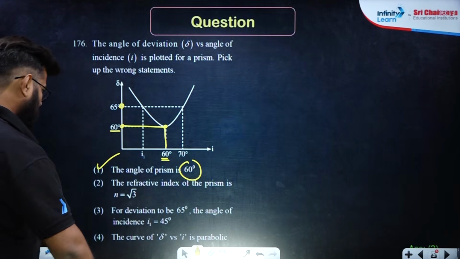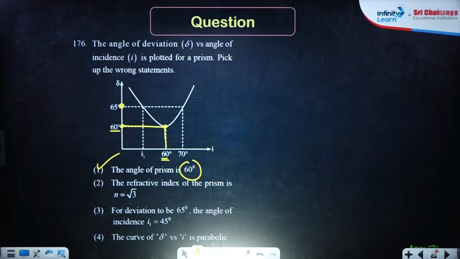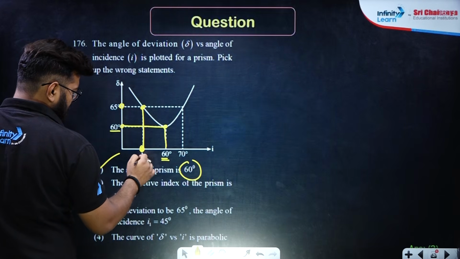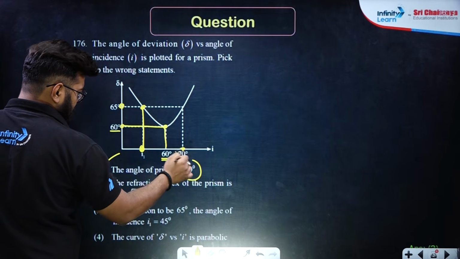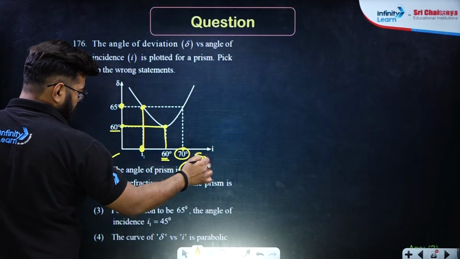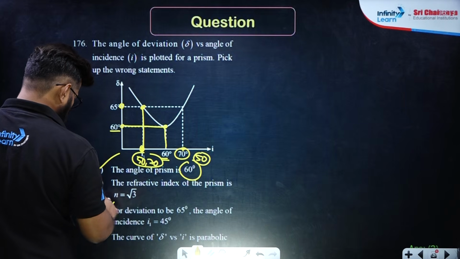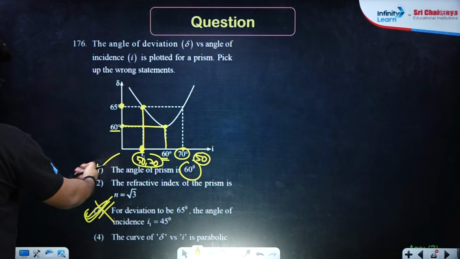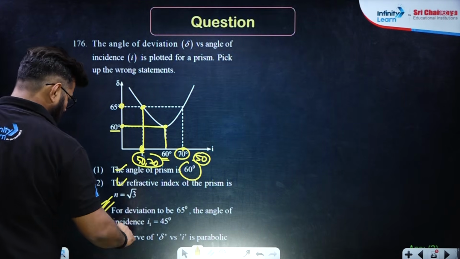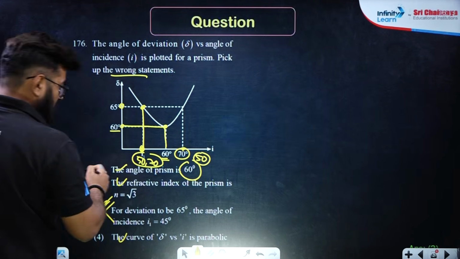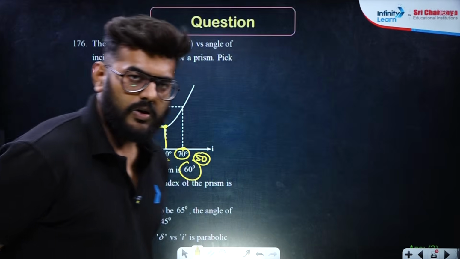The angle of incidence i should be equal to 45 degrees. If it is 65, angle of incidence can be 70, and if it is 70, then the other will be 50, or else it will be 50 and 70. Yes, no, this is wrong. That means option number 3 is the right answer. The rest are going to be correct because I just need to find out the wrong statement. 3 is the wrong answer over here.